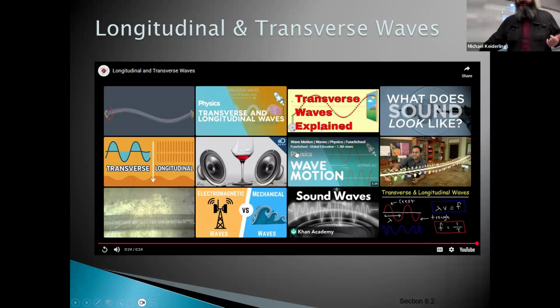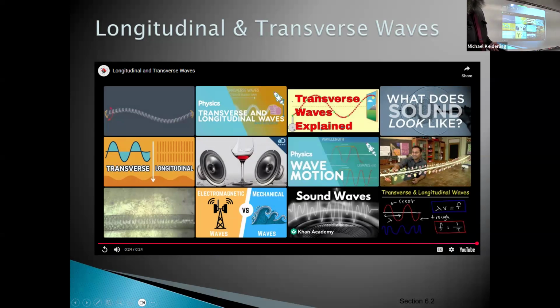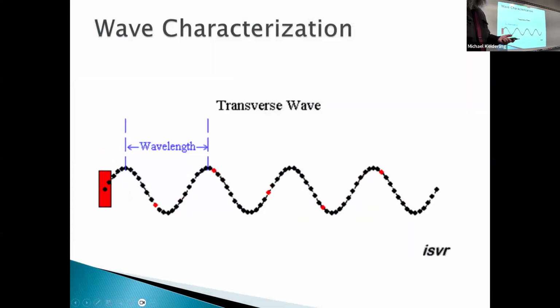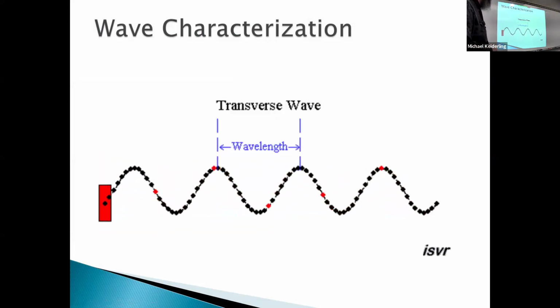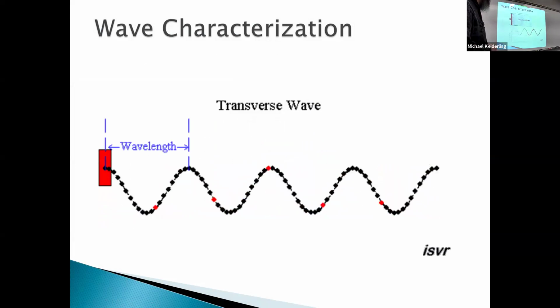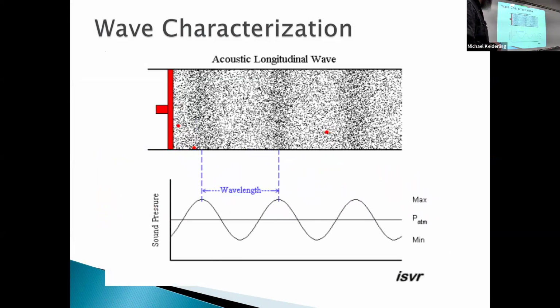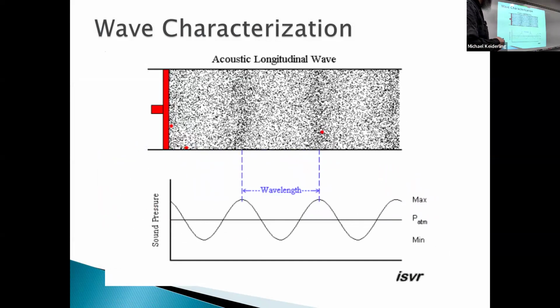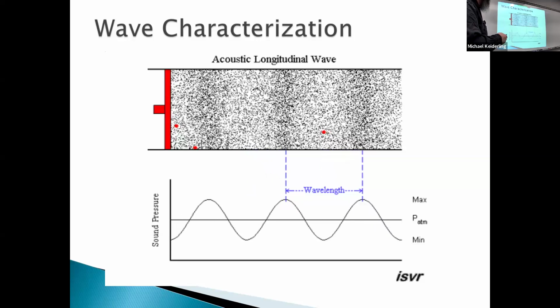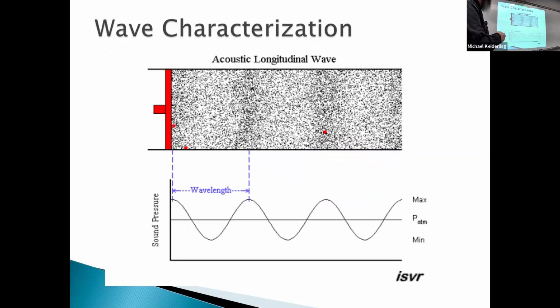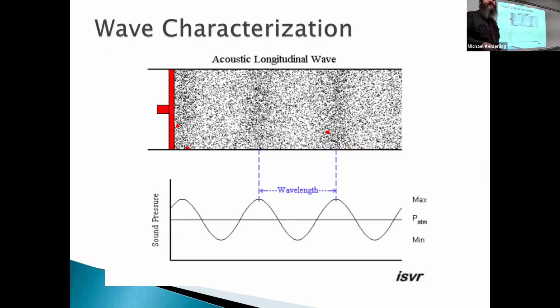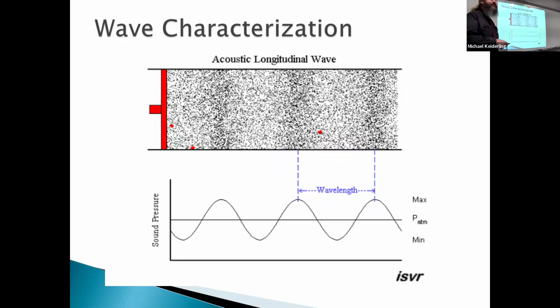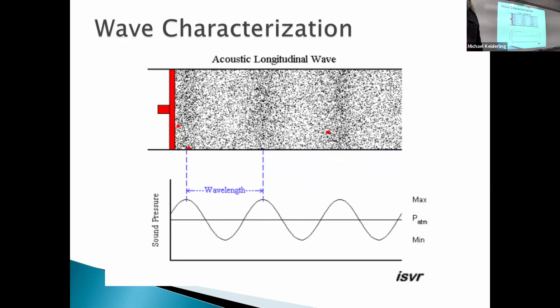So longitudinal wave, it's along the direction of motion. Transverse, it's perpendicular. So this is a transverse wave. And this is a longitudinal wave. You can see the higher pressure, higher density, lower density, higher density, lower density. And if you look at the pressure, you have a wave that looks like that.